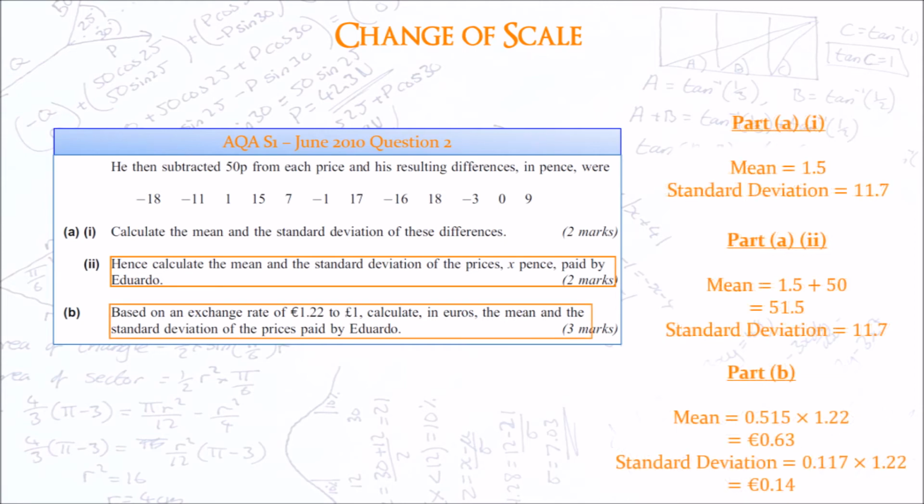If we move on to part B, however, now it's talking about an exchange rate. So we're coming from pounds to euros, and in order to do this, we're going to times by 1.22. Now, because we're multiplying by a scalar value, both the averages and measures of spread will change. You may notice in this question, I've changed my answers from pence into pounds so that I can get into euros a lot easier.